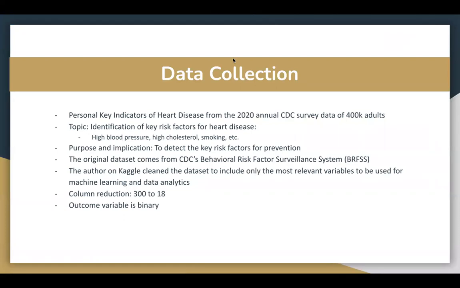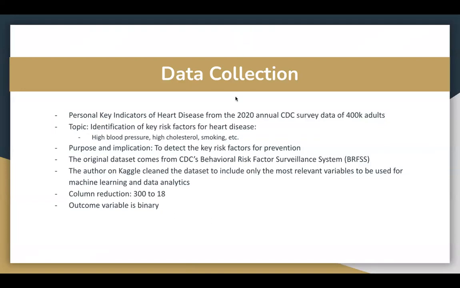The dataset is based on the key risk factors for heart disease from the 2020 annual CDC survey data, which involved 400,000 adults. Our purpose is to detect these risk factors to facilitate prevention efforts. The dataset originated from the CDC Behavioral Risk Factor Surveillance System. To optimize the analysis, the author on Kaggle cleaned the dataset and selected the most relevant variables for machine learning and data analytics, reducing the columns from 300 to 18.